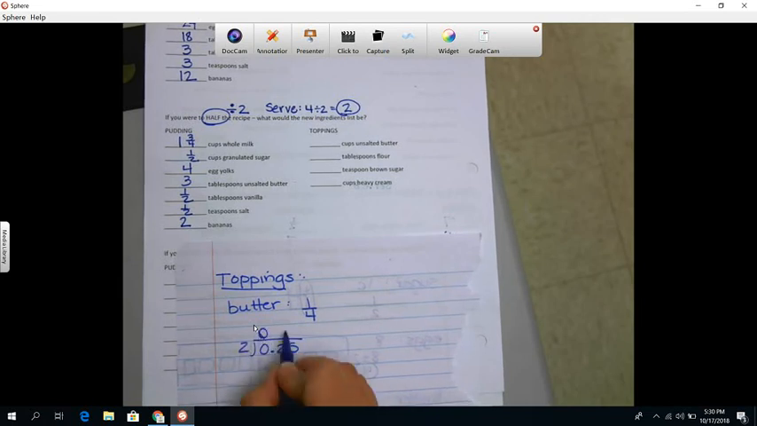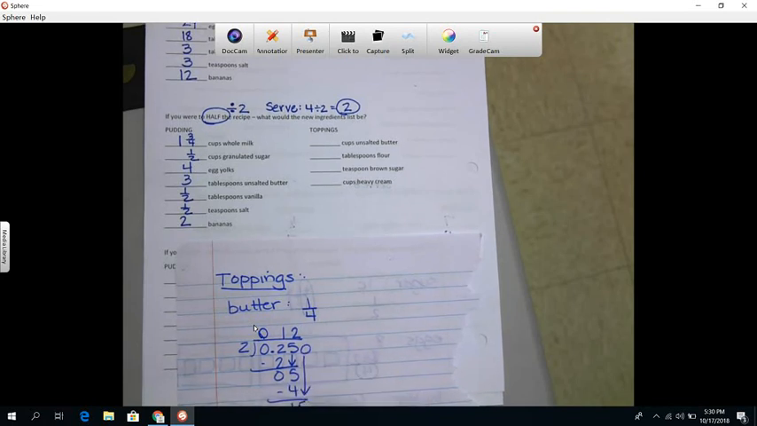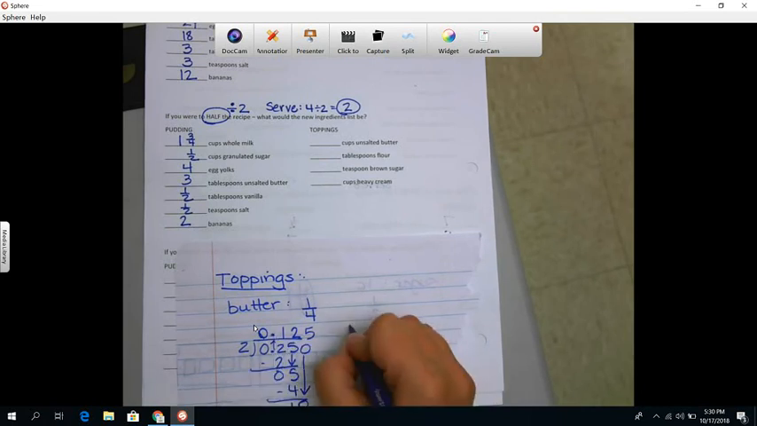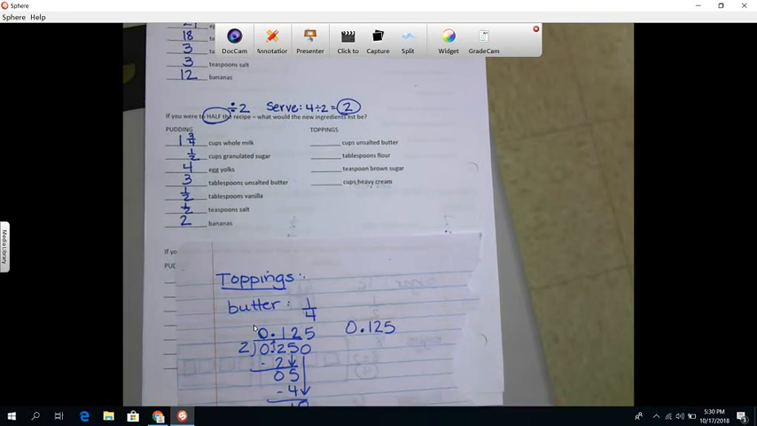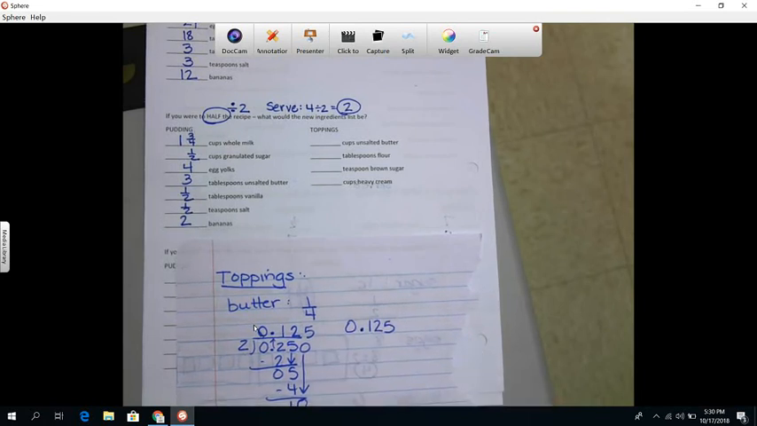If you look close, 2 goes into 2 once, subtract, that's going to give me 0. 5, that's going to go in twice, that's going to be 4, right here. Subtract, 1. 2 goes into 10 5 times. Subtract and I get 0. This would be one option. I would get 0.125, or 125 thousandths of a part of butter.